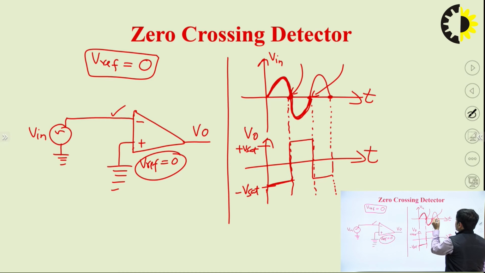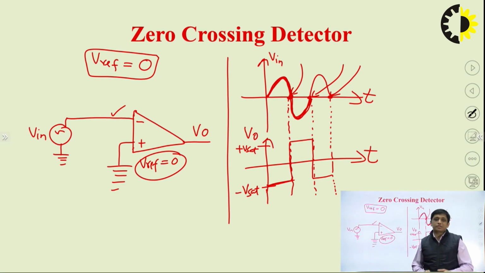So these are the points. I have marked these points with arrows. These are the points where the input sine wave is crossing from positive half to negative half to positive half, and you can see that at these particular instants the output is also switching from plus Vsat to minus Vsat and minus Vsat to plus Vsat. So you can understand why it is called a zero crossing detector. The reason is quite clear: at the instant the sine wave crosses from positive to negative, or negative to positive, the output gets switched. That's why it is called a zero crossing detector.